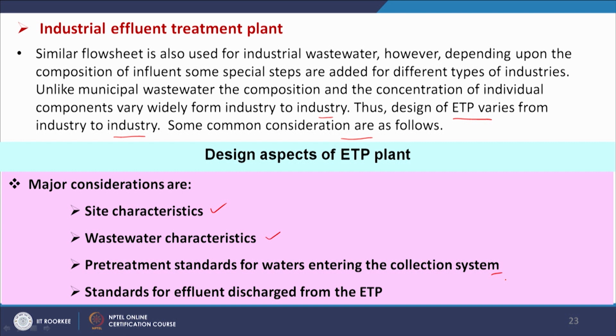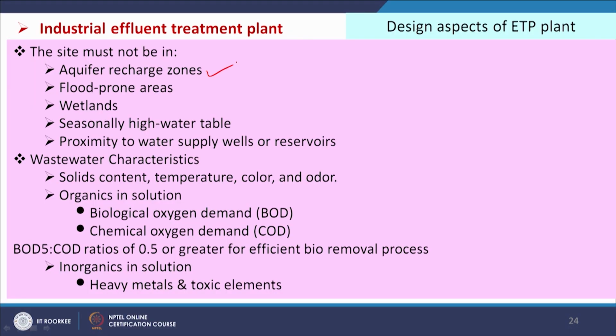So, every system has some working capacity range. We have to have some idea about that, otherwise if the concentration is very high we need to dilute it. Then the standards for effluent discharge from the ETP: after treatment, what will be the requirement in terms of the quality of the treated water, that also we have to know before planning. And the site must not be in aquifer recharge zones, must not be in a flood prone area, must not be wetlands, and a seasonally high water table should not be there.